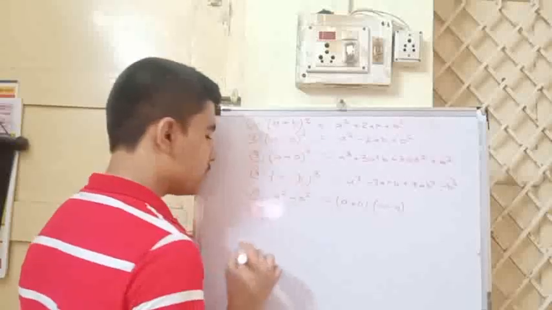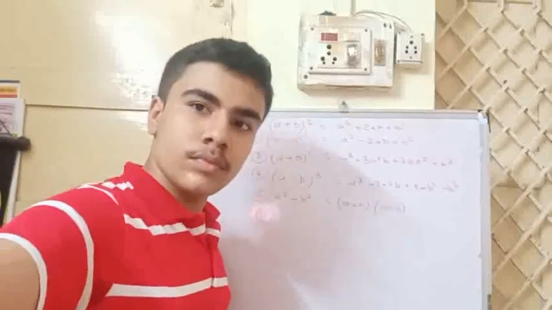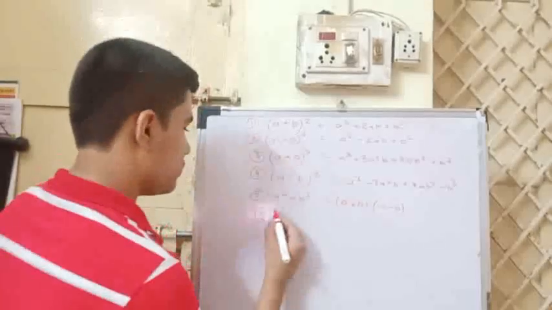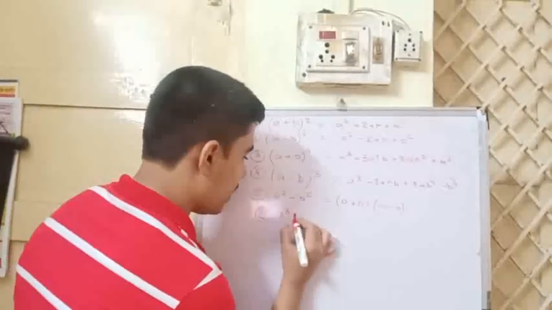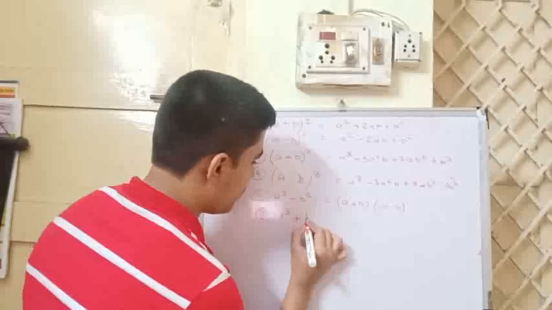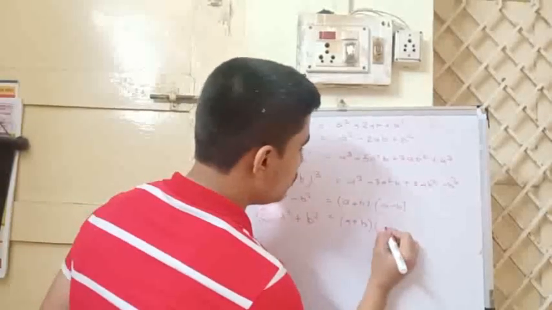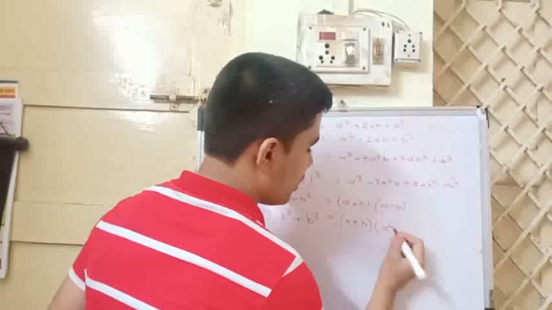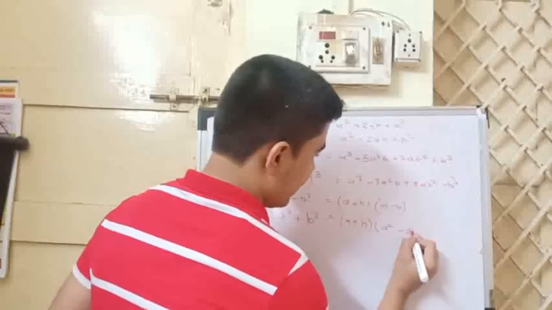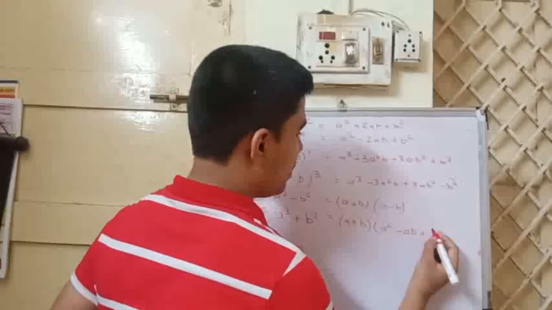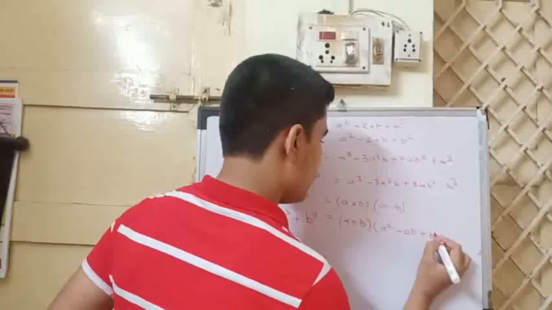Then the sixth is a cube plus b cube is equal to (a + b) into (a square minus ab plus b square).